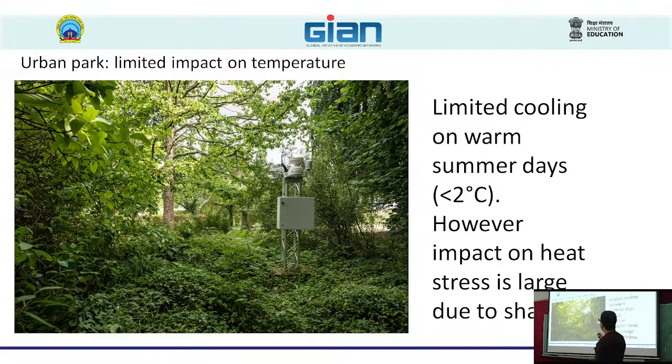For example, we put one station here and found that the urban park has limited impact on temperature: limited cooling on a warm summer day, less than 2 degrees. However, the impact on heat stress is large due to the shadow. So we found that in a city, the shadow is more important than the evapotranspiration for the urban park. This we cannot find without observation. That's why you really need observation to check such processes.